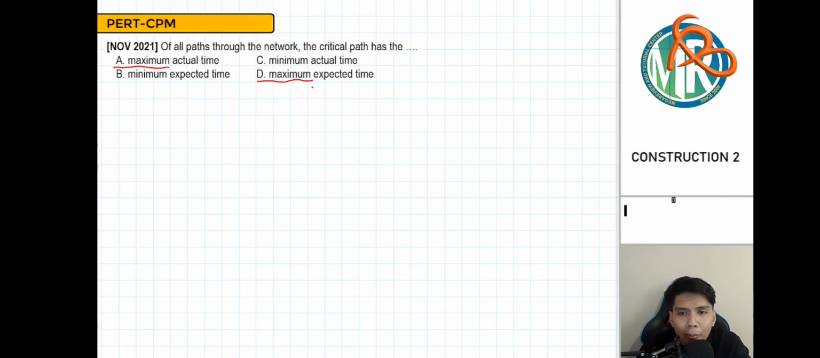But the issue here is, what kind of time is it? Is it the actual time, or is it the expected time? Well, the answer for this is letter D. Because guys, when we create the critical path, that is still an expectation. You're only planning, it hasn't happened in actual. That's why we call it maximum expected time.